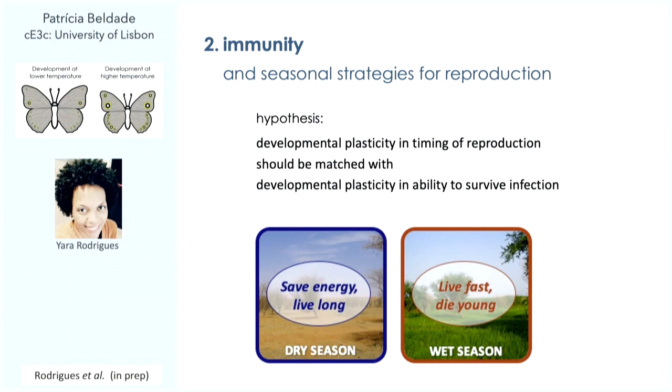Another really cool trait that typically is very adjustable, should be responsive to adult life, is a defense against pathogens, okay? And I've explained to you how, even though it's responsive in adult life, we could come up with a reasoning, how come we would expect there to be developmental plasticity in immunity, in your ability to fight pathogens in these butterflies. And this goes back to the different strategies for reproduction in these butterflies.